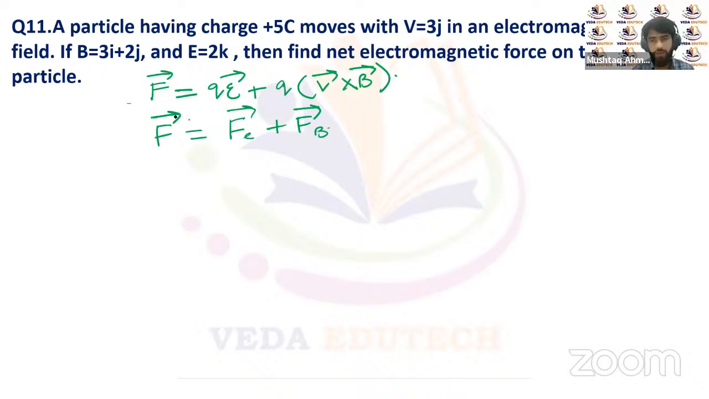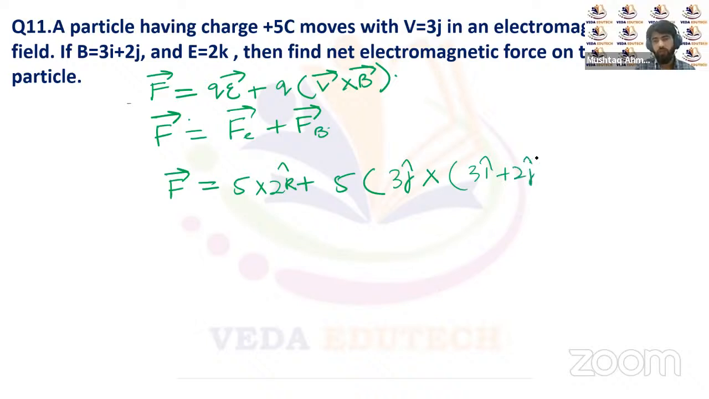I can see here the electric field vector is given along the j cap direction. We can write it as the charge of 5 coulomb multiplied by 3 j cap. And the charge is 5 coulomb multiplied by V cross B, where V is the velocity vector and E is the electric field vector, which is along the k cap direction, so it will be 2 k cap. V is given as 3 j cap, crossed with the magnetic field. The value of the magnetic field is 3 i cap plus 2 j cap. We'll find the cross product between the velocity vector and the magnetic field vector.